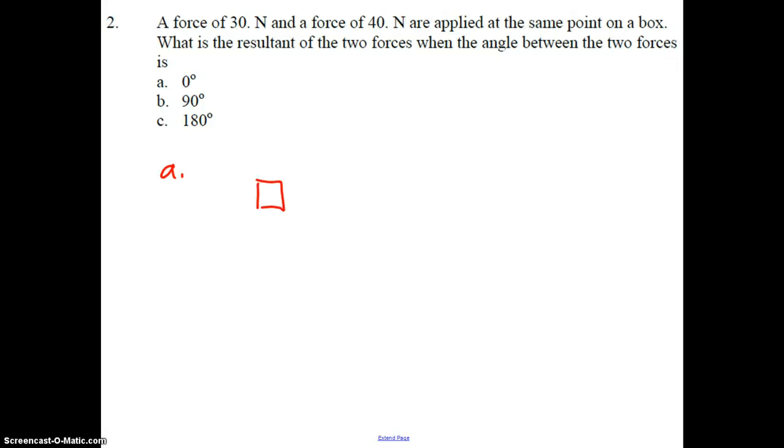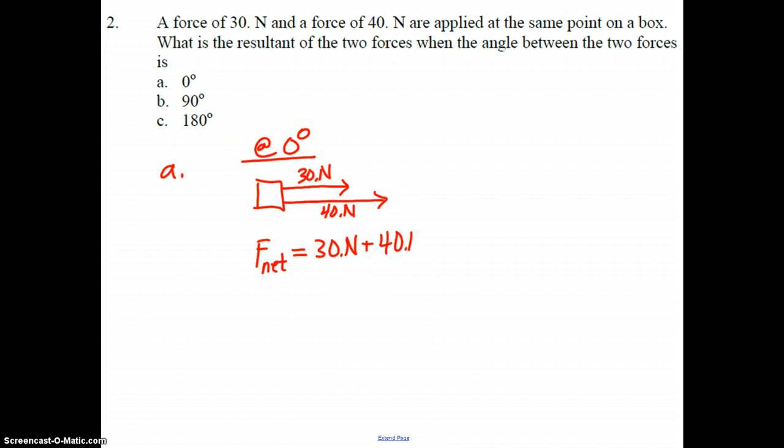Here's the box. And we have two forces. One is 30 and one is 40. 30 newtons, 40 newtons, acting at 0 degrees to each other. So as a resultant of these two forces, clearly all we do is add them. So we would say that the net force, which is another term for the resultant force, would be 30 plus 40, which is 70 newtons.